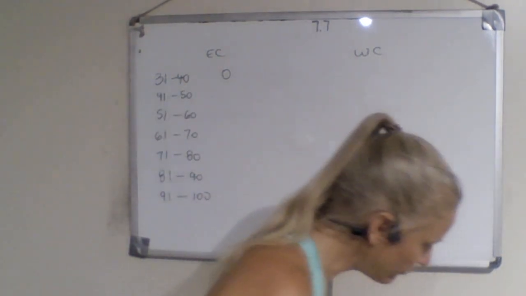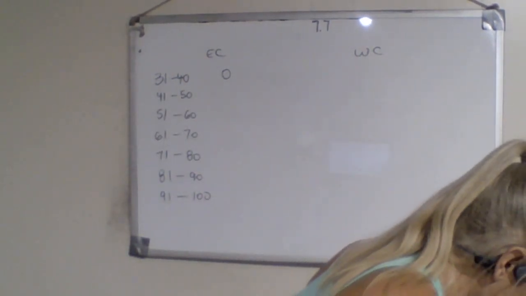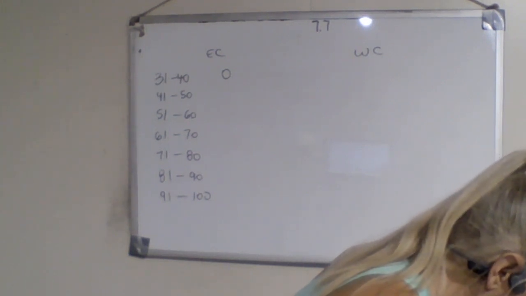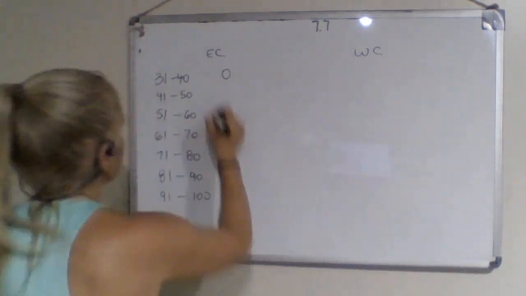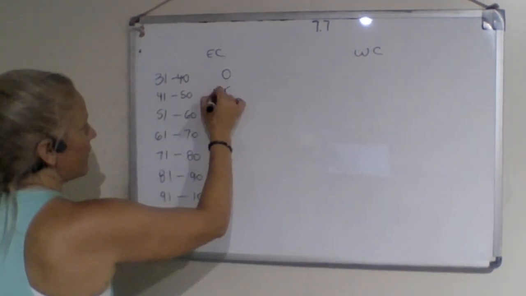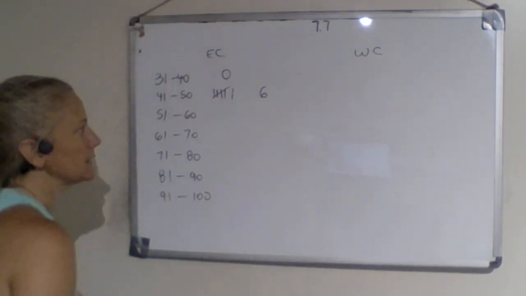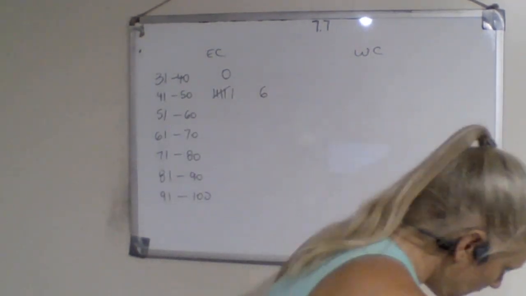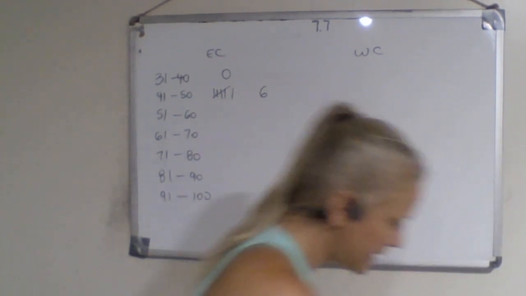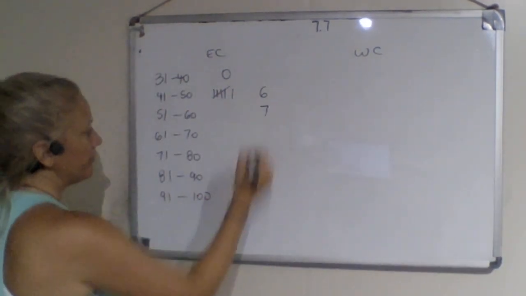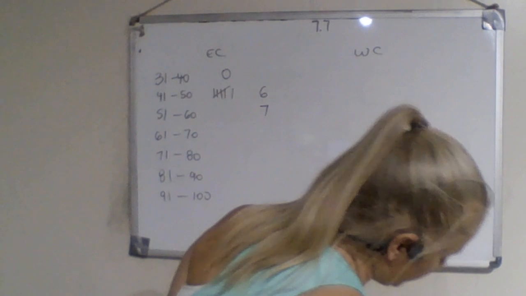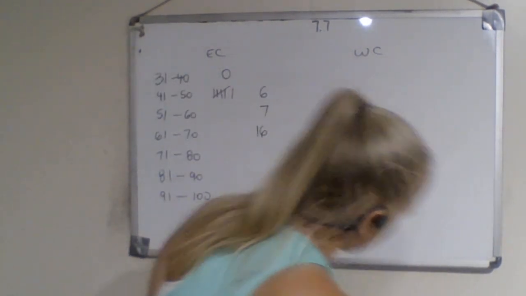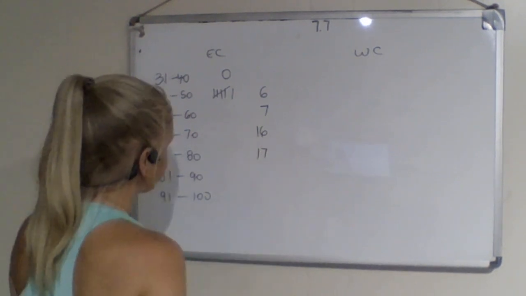41 to 50, I count the numbers. 46, 47, 48, 50, 50, and 50. I have 6 of them, right? 1, 2, 3, 4, 5, 6. The frequency is 6. Or you can just write 6. It doesn't matter. You don't necessarily need to do the whole thingy. In between 51 and 60, if you count them, we have 7. In between 61 and 70, we have 16 percentages. 71 to 80, we have 17 percentages.